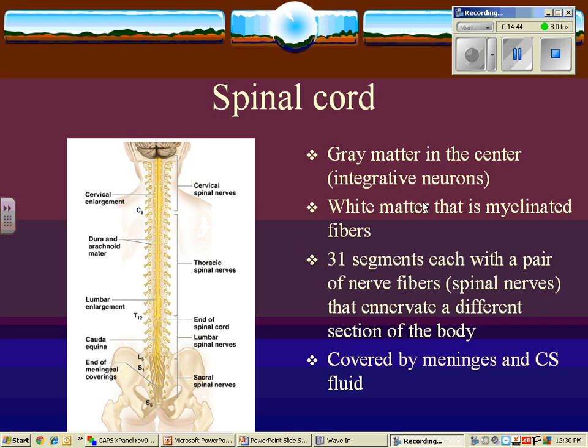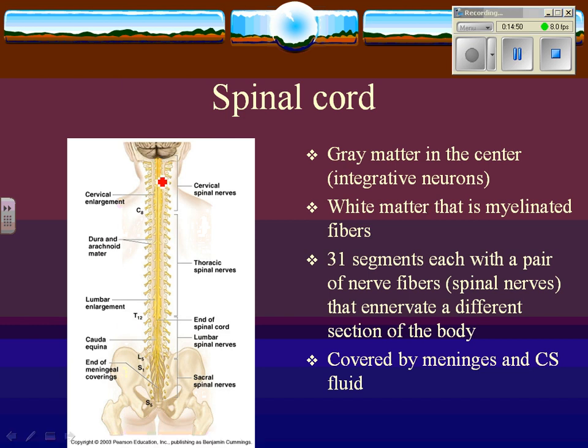Your spinal cord, and I think most people know what the spinal cord looks like. There is gray matter right down the middle of the spinal cord. That's where all the integrative parts are. The white matter on the outside is myelinated nerve fibers. Your spinal cord has 31 segments: one, two, three, four, five, six, seven, and so on. I'll show you a picture of this in a minute. They innervate a different section of the body.